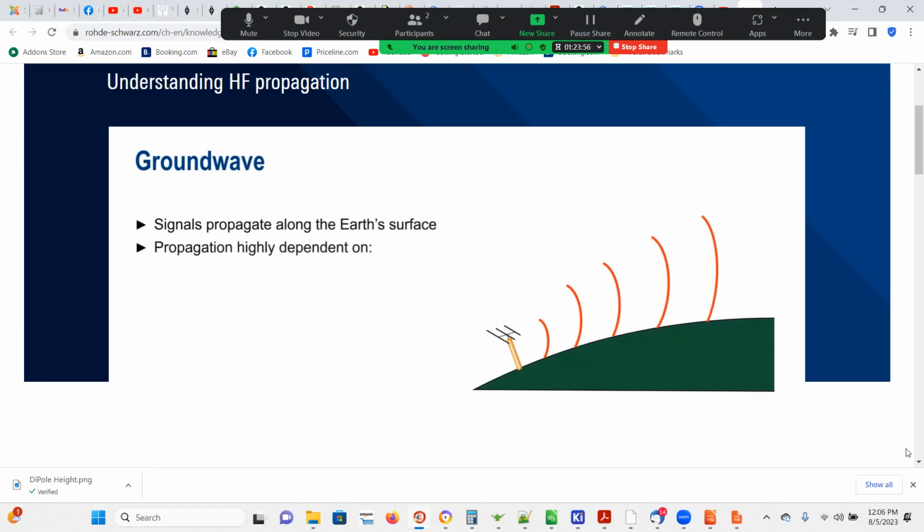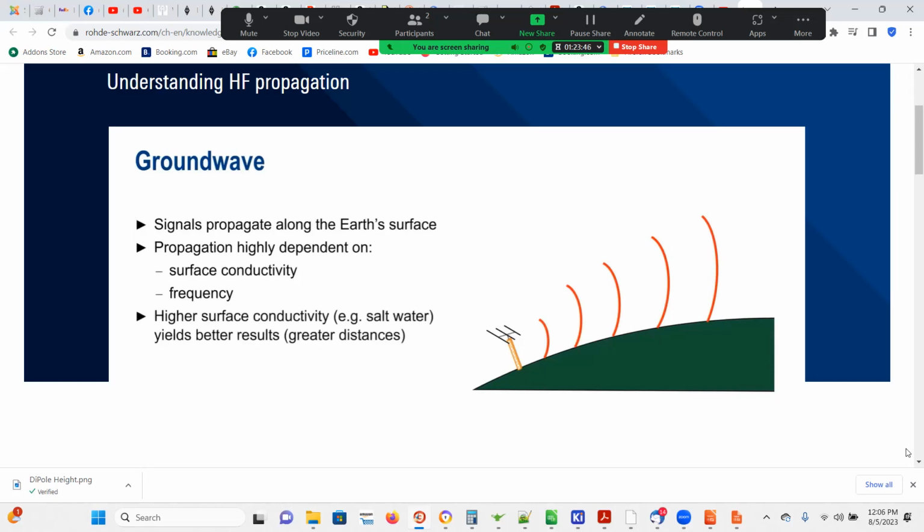Ground wave propagation is, however, highly dependent on two different factors: the conductivity of the surface and the frequency of the transmitted signal. In general, higher surface conductivity gives better results in the form of greater distances that can be covered. Salt water has excellent conductivity, especially compared to dry or rocky land, so ground wave is a good choice for ship-to-ship or ship-to-shore communications. With regards to frequency, ground wave works best for lower frequencies.